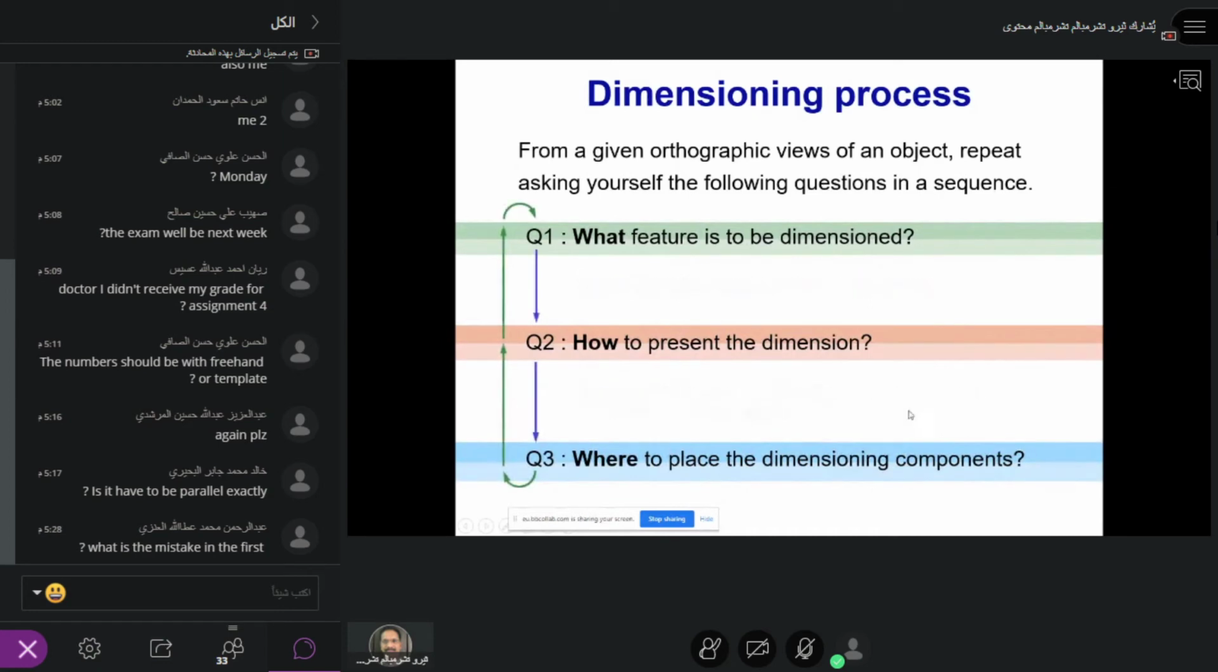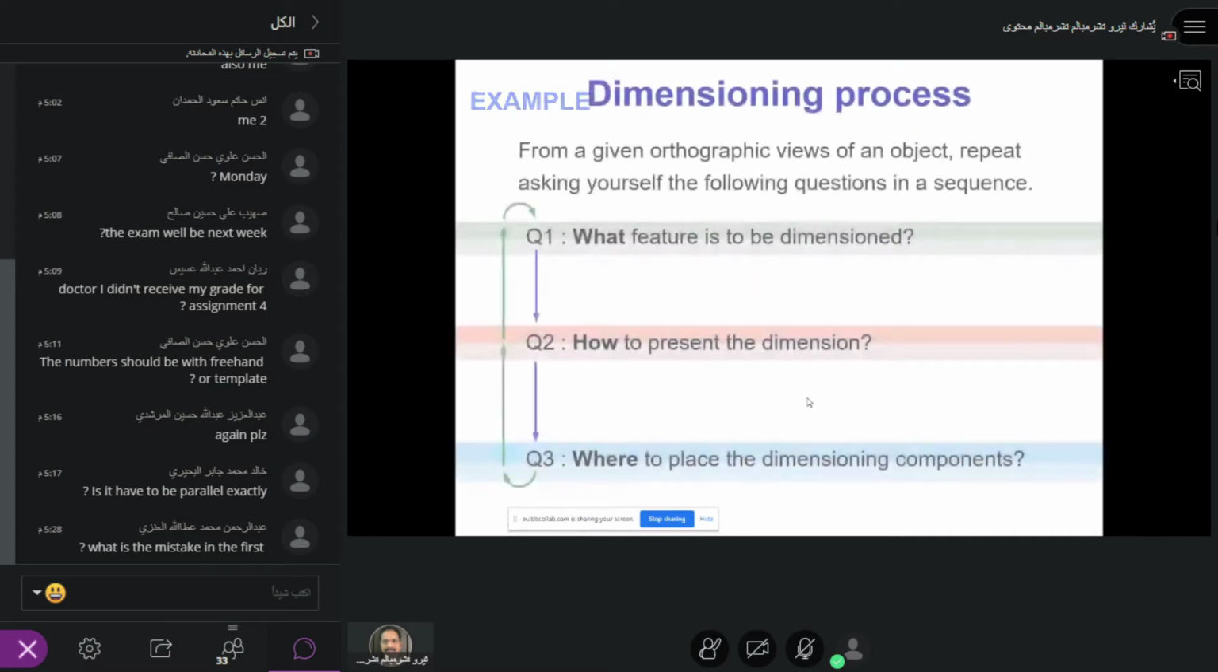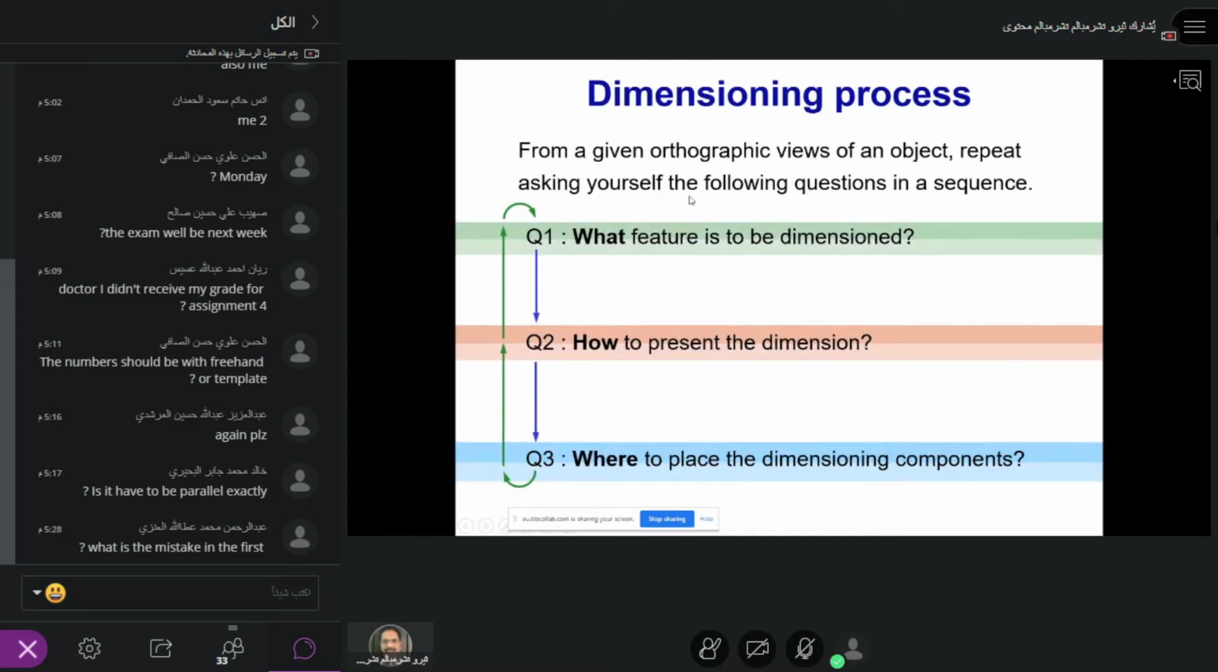Now how to present the dimension? Let's see an example: what, how, where. So in order to do the dimension process, repeatedly ask yourself the following questions in sequence before you go for dimensioning. What feature is to be dimensioned? How am I going to present it? And where am I going to place it? What, how, where? If you ask yourself these three questions, you'll be all right.